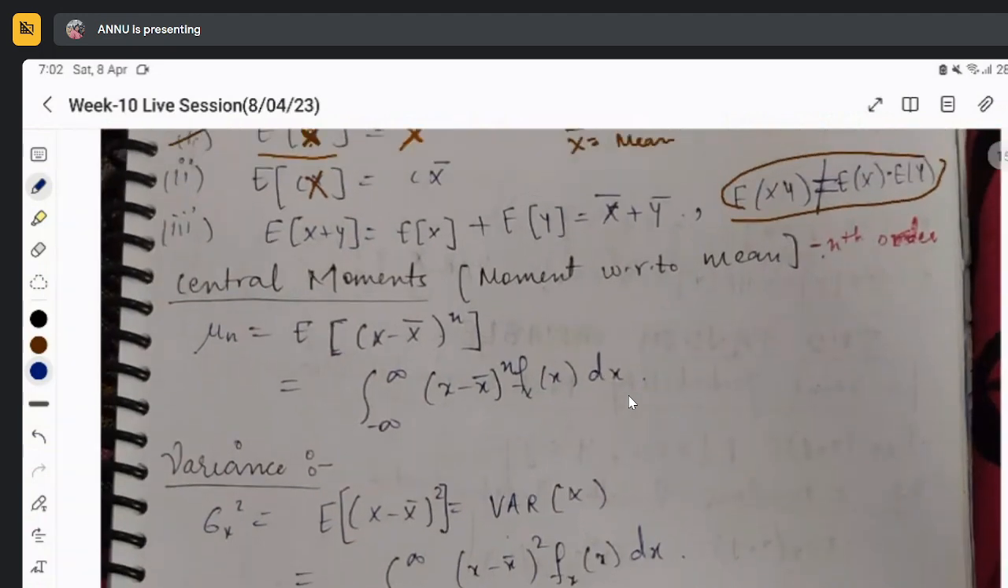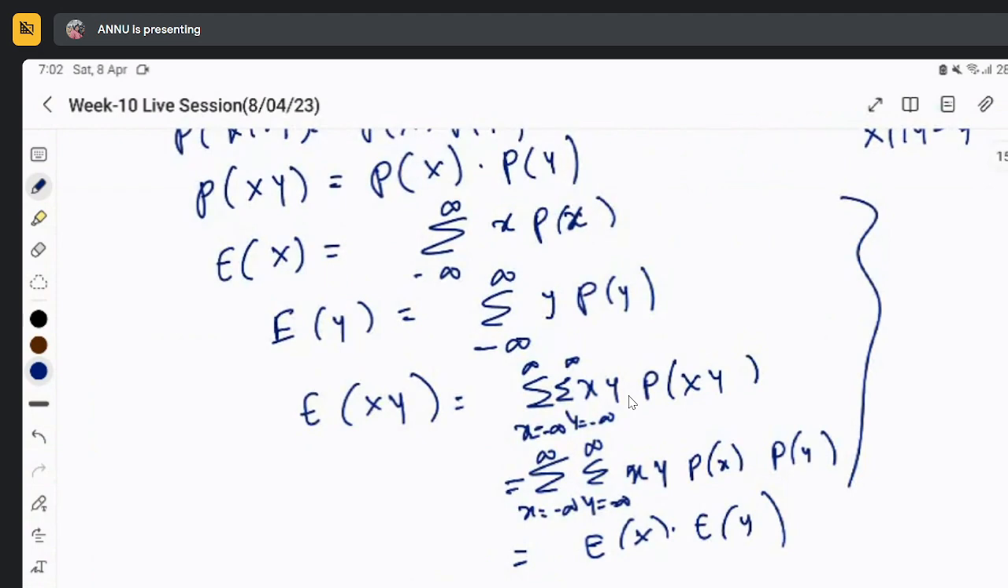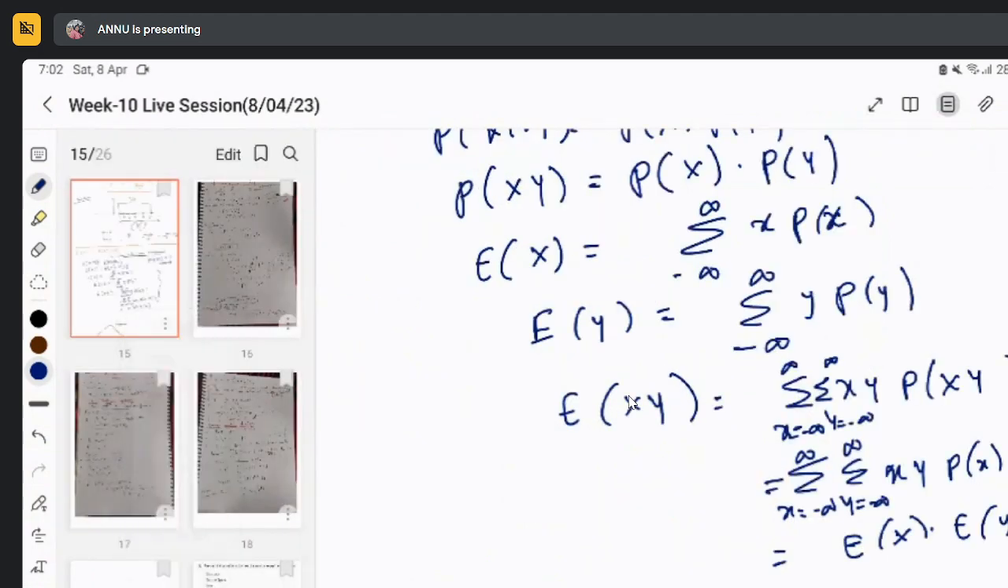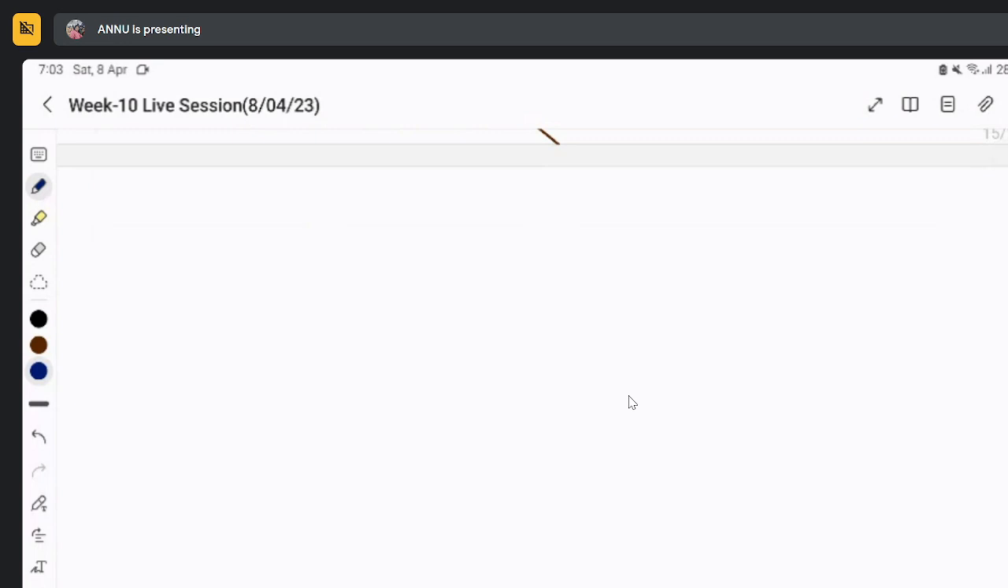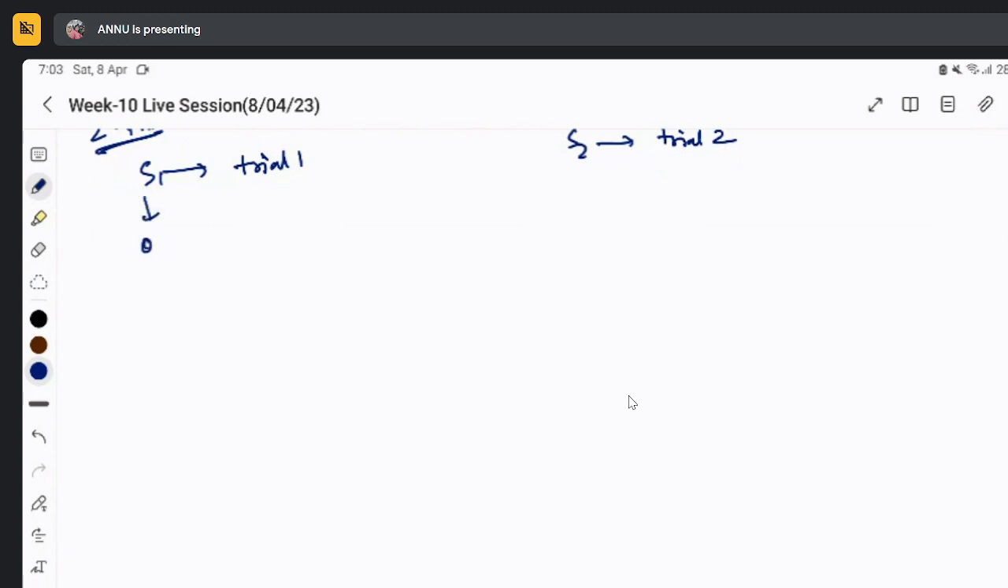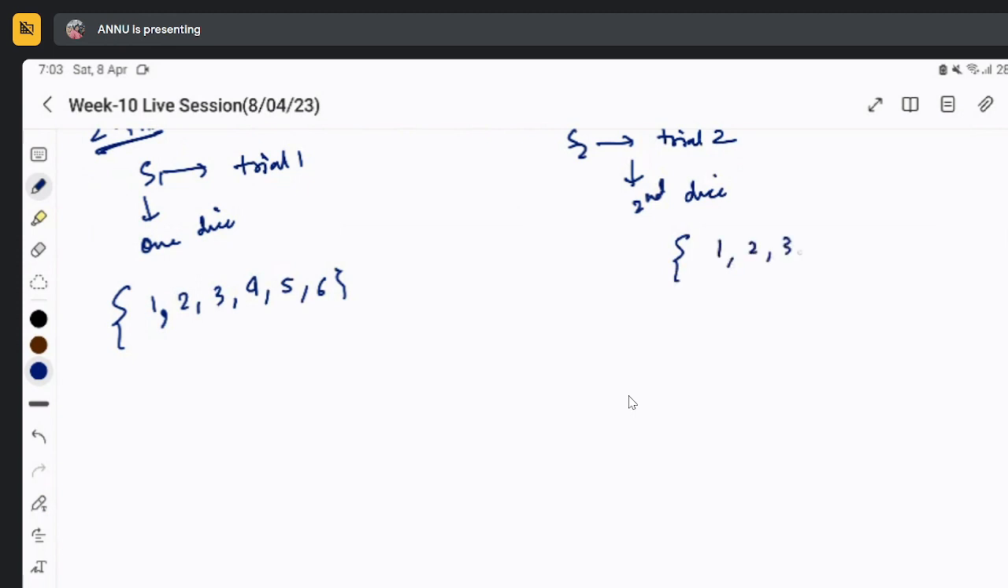Can you give us a practical example of this? Yes. Expectation of xy equals expectation of x into expectation of y when they are independent. For example, you have two trials: in trial 1 you have one sample space, and in trial 2 you have another sample space. This is one dice and this is the second dice. Here you have 1, 2, 3, 4, 5 and 6, and here also 1, 2, 3, 4, 5 and 6.